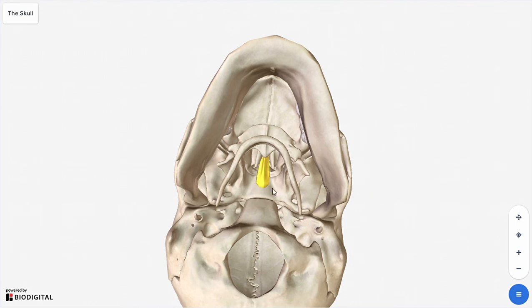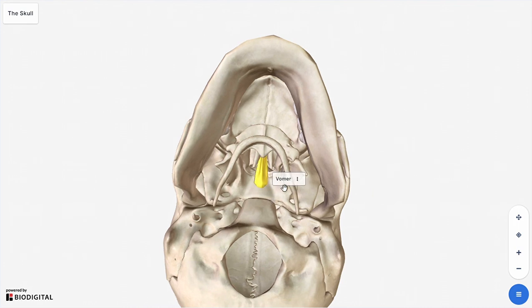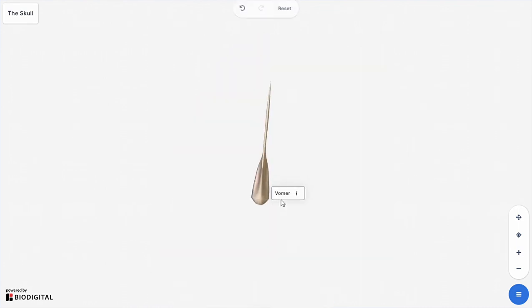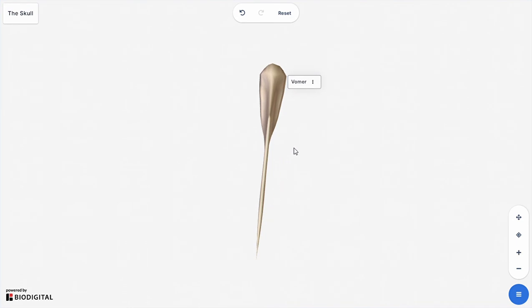Alright, now we're trying to get in here. This is the vomer bone. It's one of the unpaired facial bones of the skull located in the mid-sagittal line. The bone forms the posterior inferior part of the nasal septum, which divides the nasal cavity.